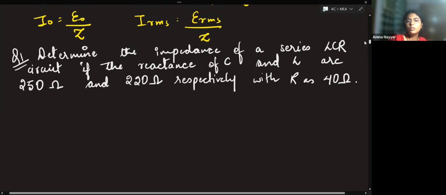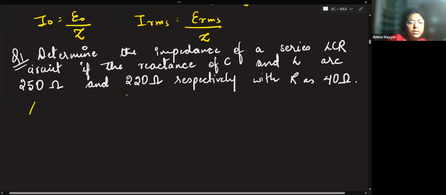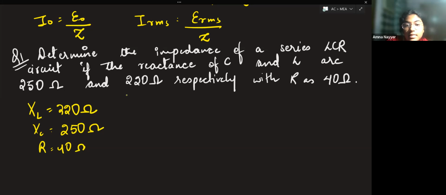Determine the impedance of a series LCR circuit if the reactance of capacitor and inductor are 250 ohms and 220 ohms. So XL is given as 220 ohms, XC is given as 250 ohms, R is given as 40 ohms. Impedance we have to determine. See, XC is clearly greater than XL. Can you notice?